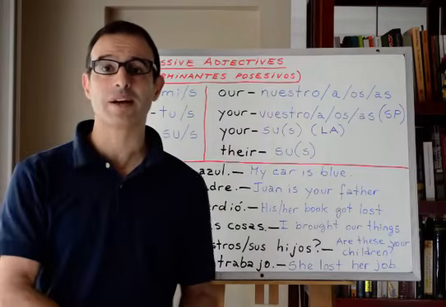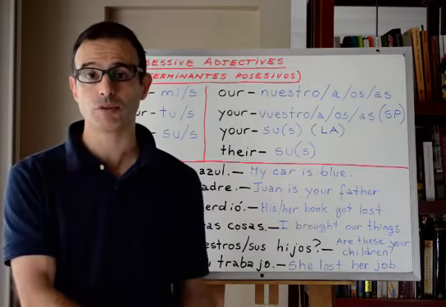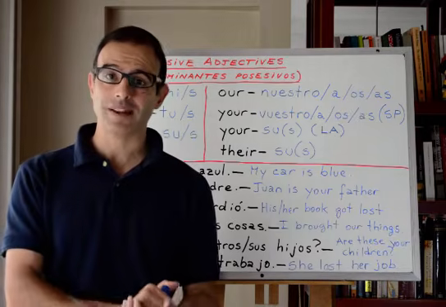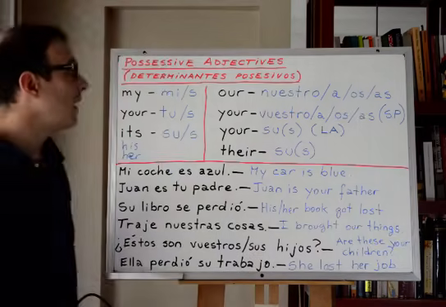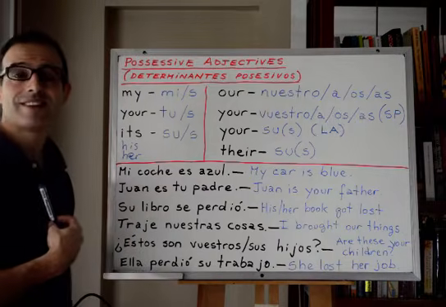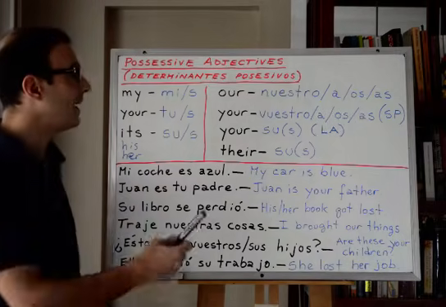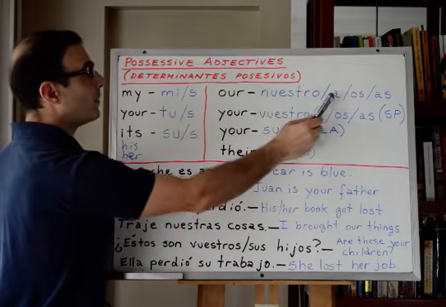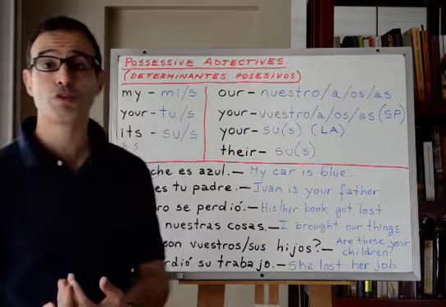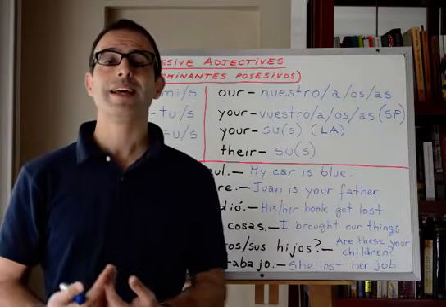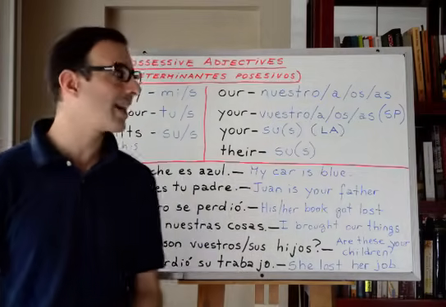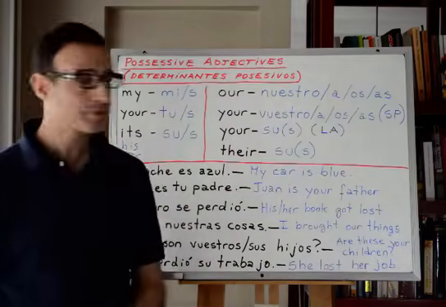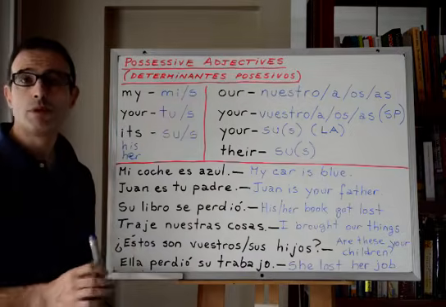Now if I want to say something feminine, like the word casa, for home or for house, casa is feminine, like all nouns that end with an A. So if I want to say this is our home, I will say esta es nuestra casa. So instead of nuestro, it will be nuestra. And if I want to speak in the plural, I will say estas son nuestras casas, okay? Nuestras, plural, feminine.